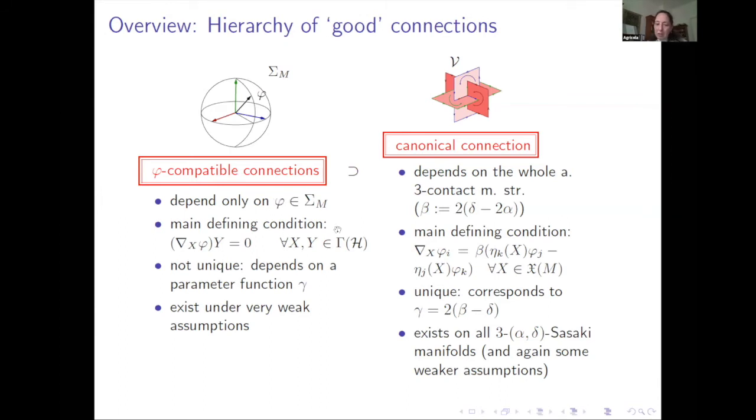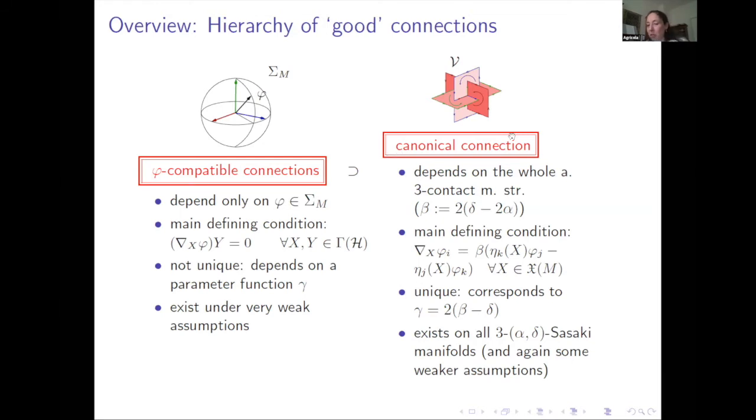And the main defining condition is not that phi is parallel, that's too strong, but that nabla phi in direction x, y is equal to zero for all horizontal vector fields. It turns out that such phi-compatible connections do exist, but it's not strong enough to yield a unique connection. They are going to depend on a parameter function gamma, and we will see how this gamma appears. Obviously, good advantage, they exist under very weak assumptions.